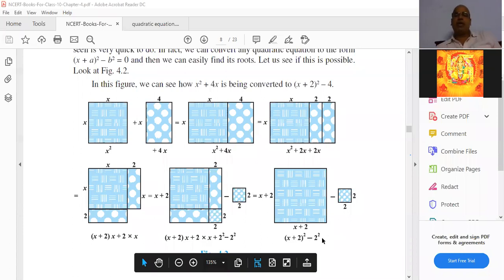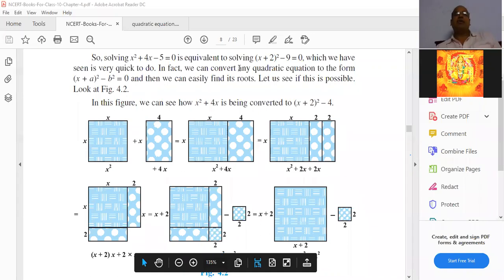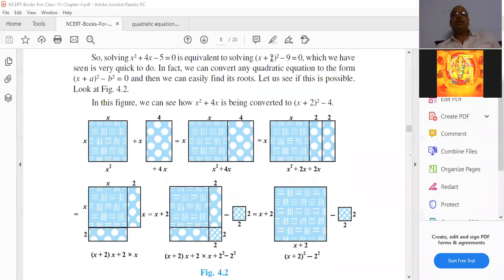(a plus b) whole square minus 4. But actually in the question, 5 is there, no? That's why it converts into x plus 2 whole square minus 9 equal to 0. This is the way we are doing it by completing the square. That means this is an algebraic geometrical way. If anybody asks for a geometrical proof, this is the proof. Activity by activity, we can do it like this. Now okay, now? Yes.